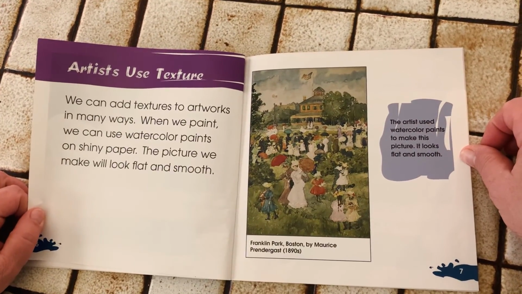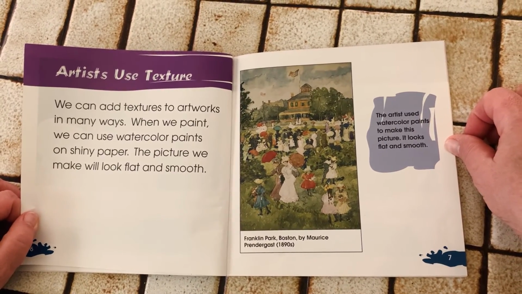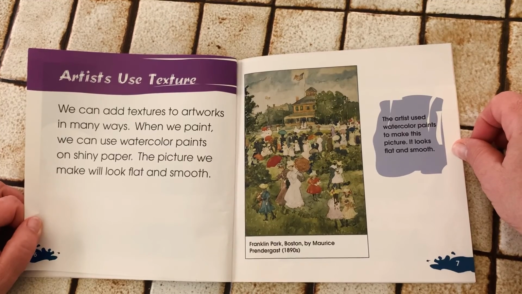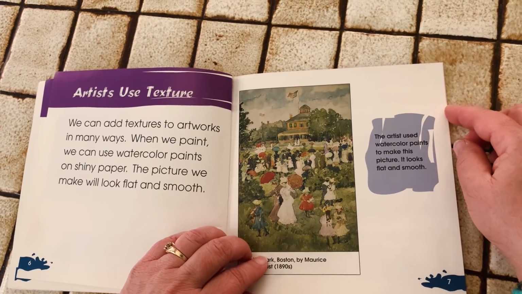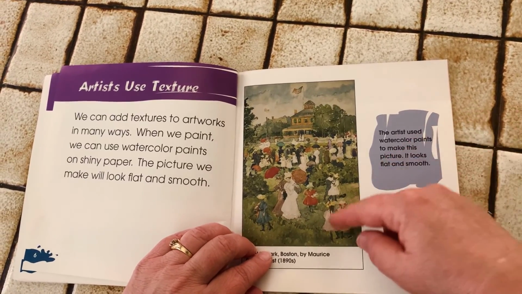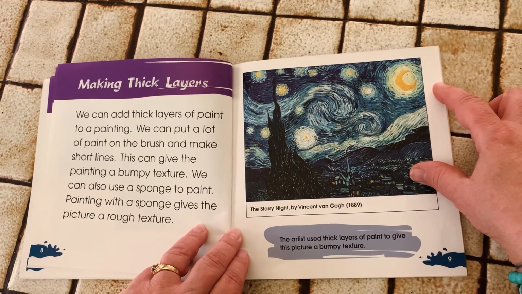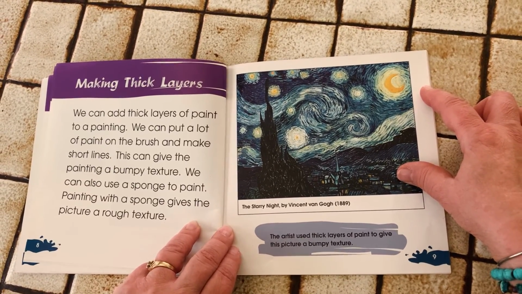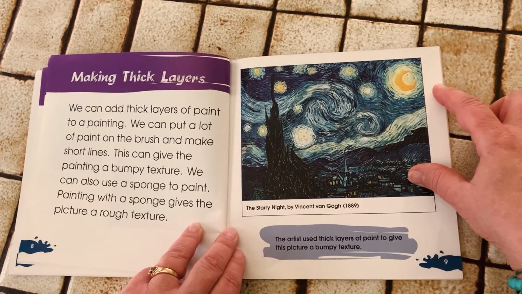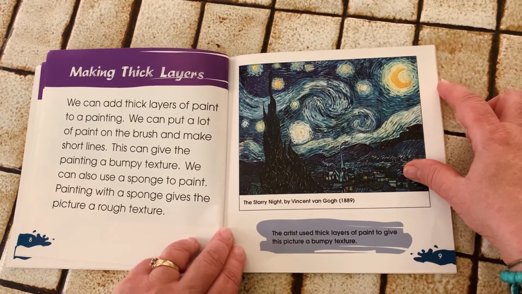Artists use texture. We can add textures to artworks in many ways. When we paint, we can use watercolor paints on shiny paper. The picture we make will look flat and smooth. This artist used watercolor paints to make this picture look flat and smooth. We can add thick layers of paint to a painting. We can put a lot of paint on a brush and make short lines. This can give the painting a bumpy texture. We can also use a sponge to paint. Painting with a sponge gives the picture a rough texture.